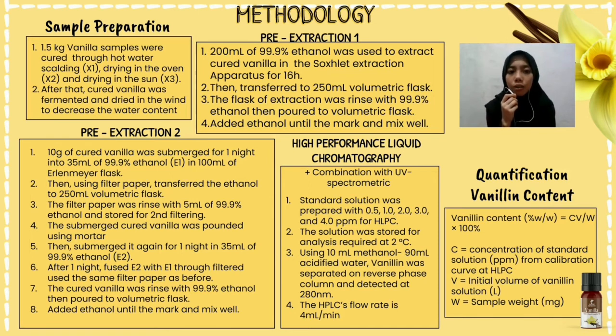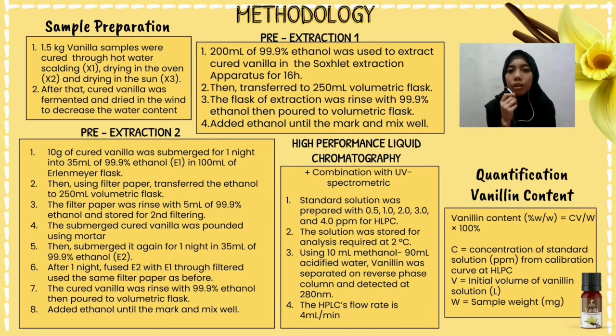For pre-extraction 1, 200 ml ethanol was used to extract pure vanilla, then transferred to a 250 ml volumetric flask. The flask used for extraction was rinsed with ethanol, then poured into the volumetric flask. Add ethanol until the mark and mix well.